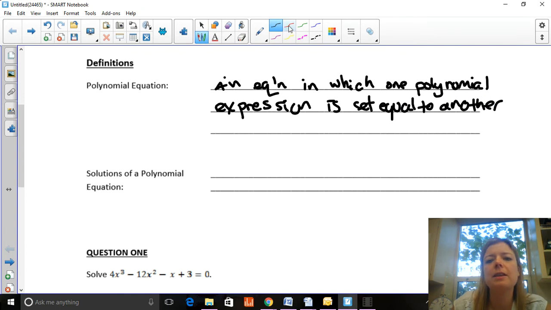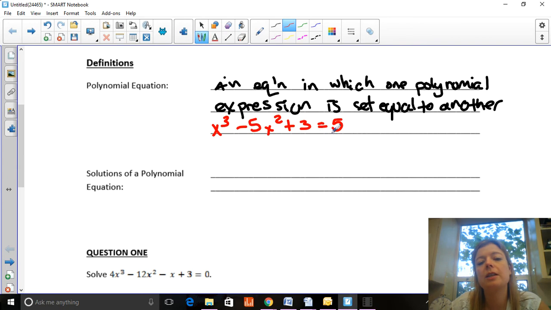So it could be something like x cubed minus 5x squared plus 3 equals 5. So this is a polynomial expression equaling a constant, which is a polynomial. Or it could be something like x cubed minus 5 equals x squared plus 1. Okay, so both sides have to be a polynomial, but now there is an equal sign.